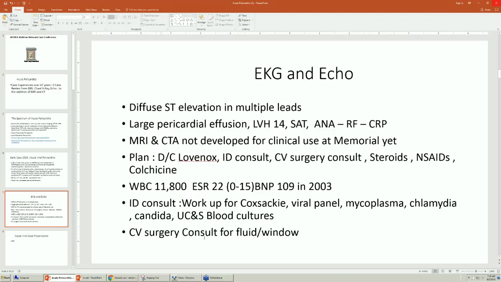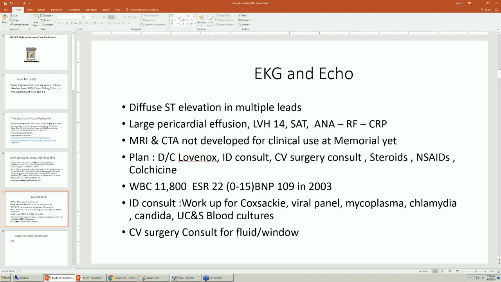Cardiovascular surgery consult depends upon how much fluid there is, and if we feel that it's semi-gel, or if we feel that it's stretching rapidly, and if we feel that there's some hemodynamic compromise, or if we just think that the fluid's not resolving even though the patient's on steroids or non-steroidal anti-inflammatory drugs or colchicine, it's not going away, then at that point we consider cardiovascular surgery.